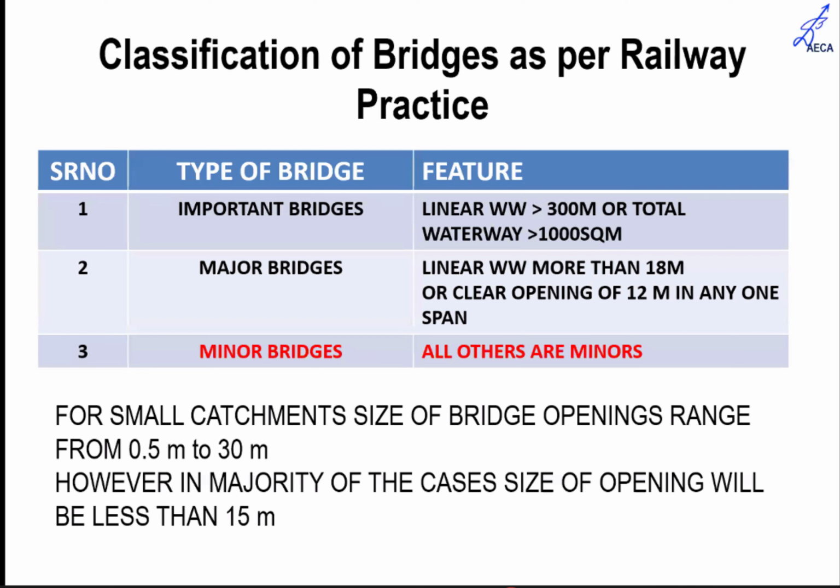And minor bridges are all other bridges which do not find any classification under 1 and 2; they will be classified as minor. Now, small catchment size bridge openings range from 0.5 to 30 meters. However, in the majority of cases the size of opening would be less than 15 meters.